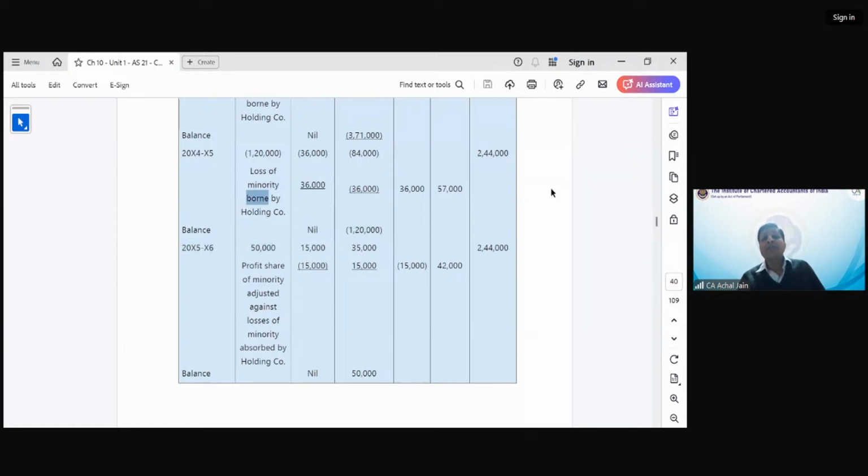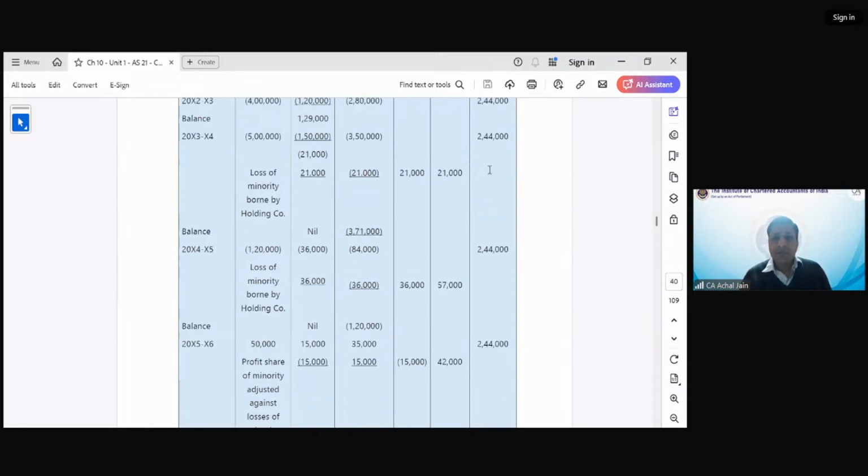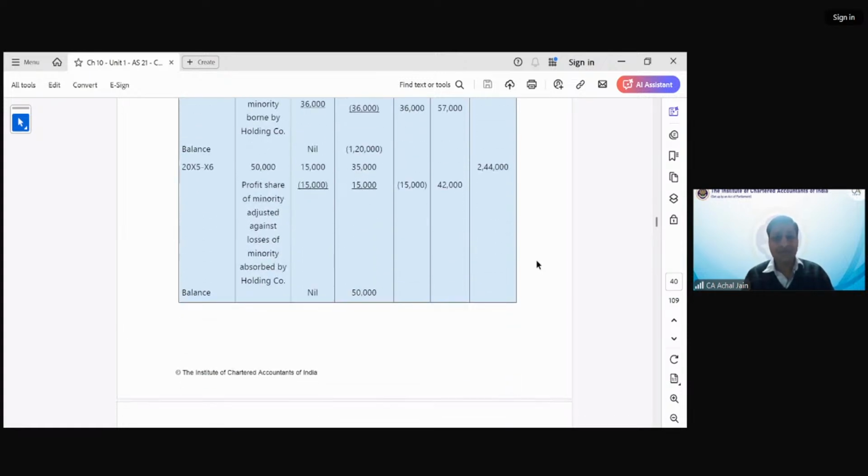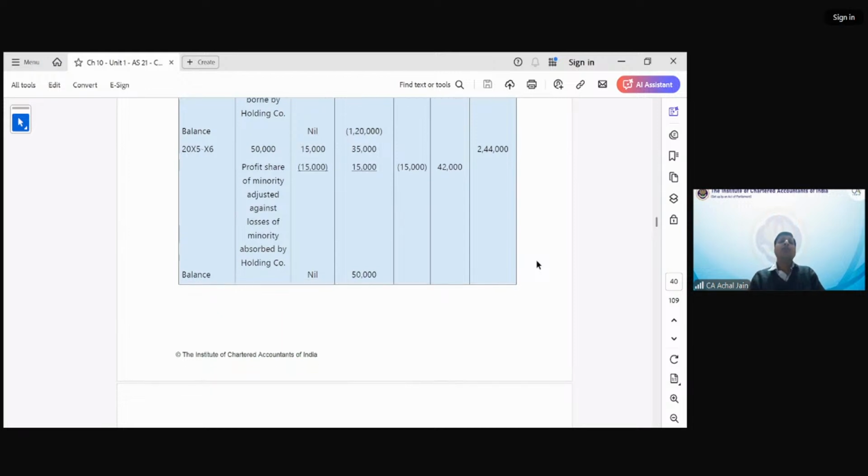Okay. Now, in the previous 2 years, this 21,000 plus 36,000. What is the total of these two? Quickly, 57,000 is what Hardik says. Now, this 57,000 you need to remember. Why? Because this is the total amount of loss which belongs to minority but which has been absorbed by majority interest. Okay. Why? Because we may have to deal with this amount in the future years when there is a profit. Yeah. Now, let's move on to fifth year.